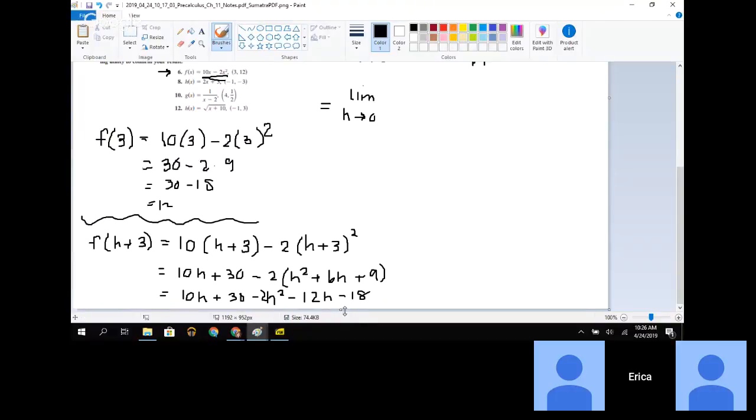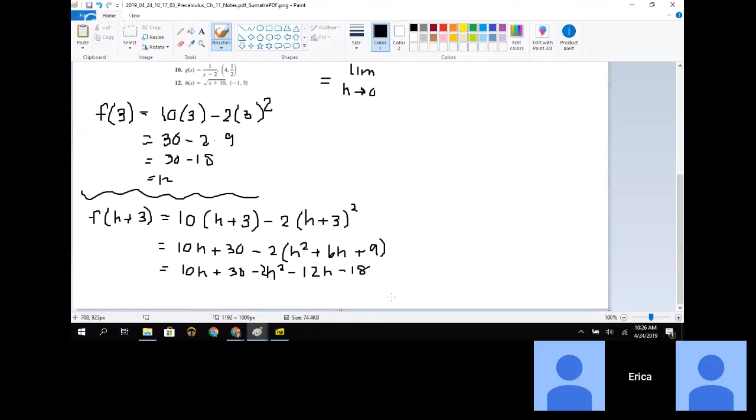Maybe I'll simplify it one more step, and then I'm going to throw it back into my limit equation. So I've got negative 2h squared, and then I've got a 10h and a negative 12h, so negative 2h. Now I've got 30 minus 18, sorry, plus 12. So I'm going to take this and plug it back into my limit equation. And my paper's not even big enough. Ooh, well, maybe I can do this.